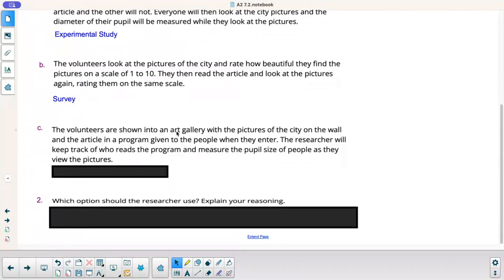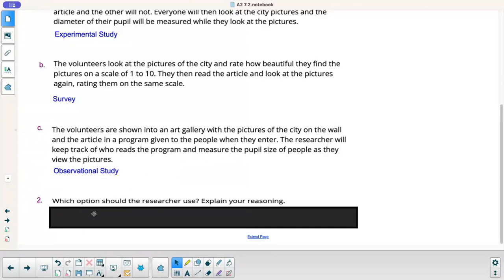C, the volunteers are shown into an art gallery with the pictures of the city on the wall and the article in a program given to the people when they enter. The researcher would keep track of who reads the program and measure the pupil size of people as they view the pictures. That would be an observational study because you're just observing.